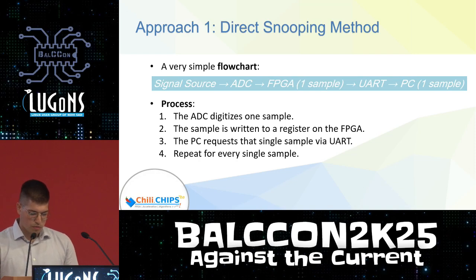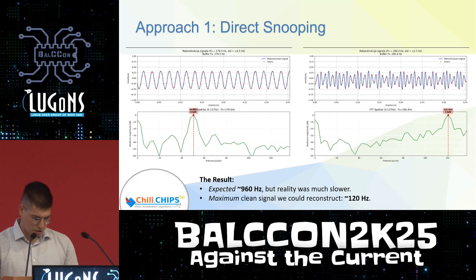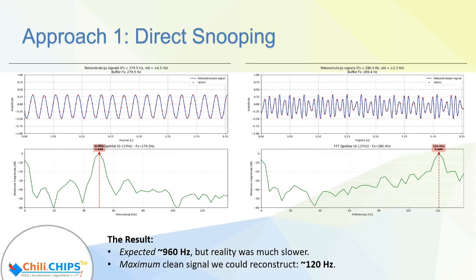This method has proven to be a bit slowish, as you can see from these pictures. At the start, we estimated that we could reconstruct a sine of about 960 hertz, a little bit less than a kilohertz, which is practically, I'm not going to say unusable, but something similar to that, because nothing in the real world is less than a kilohertz.